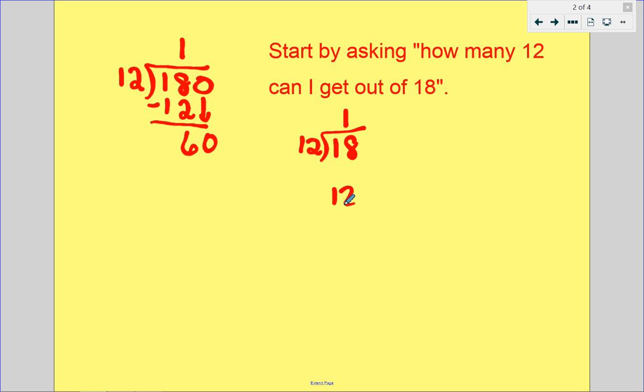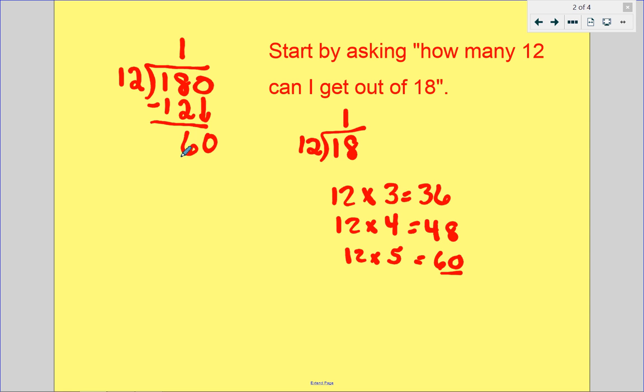Well, I think of my 12s, and I think of 12 times 3 is 36. And then I can go 12 times 4, add another 12 onto this, and we get 48. 12 times 5, add another 12 onto that, that gives me 60, which is actually the number I want, so then 5 is my number I can put up here. Then I do 5 times 12 is 60, subtract, and I have 0 remainder.